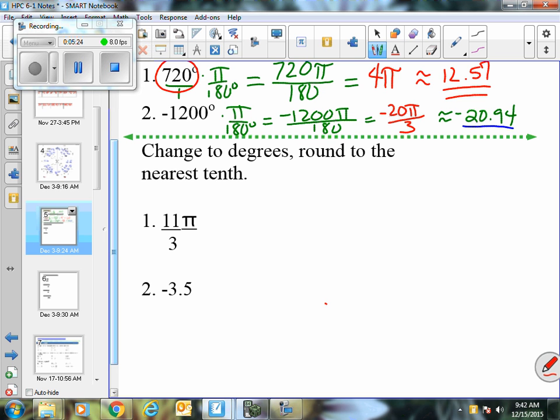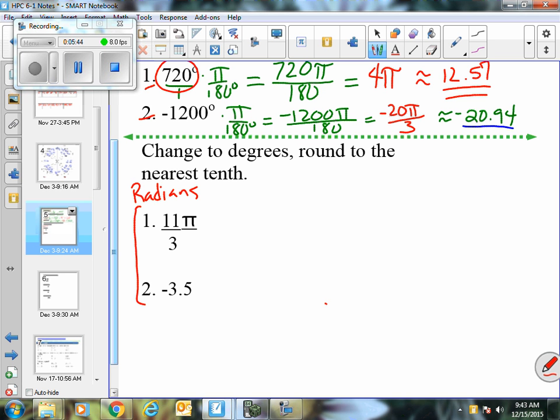So the things that are in degree measure, like our first two, 1 and 2 up there, they had degree symbols after them, so we knew they were in degrees. If there's no marking at all, then you can assume that that's a radian measure. So both of these are in radians to start with. The first one, I think it's a little bit easier to tell. Kind of the dead giveaway there is the pi. But the other one, negative 3.5, a little bit harder to tell.